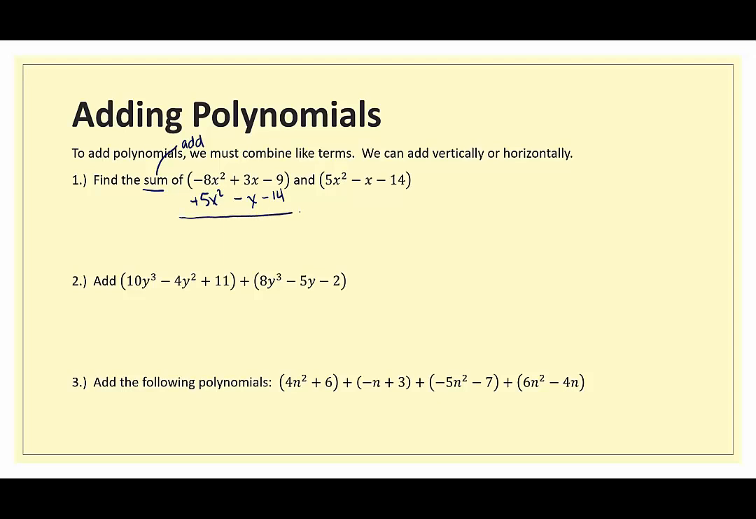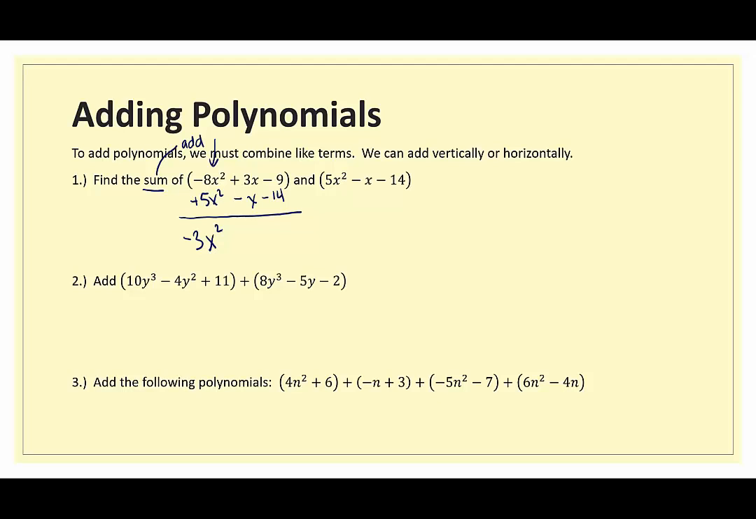And now I work straight down. So these are like terms. We have minus 8x squared and 5x squared. Negative 8 plus 5 is negative 3. And then we keep the x squared the same. In the middle, I have 3x, that's a positive 3x because there's a plus sign in front of it, and a negative 1x, right?